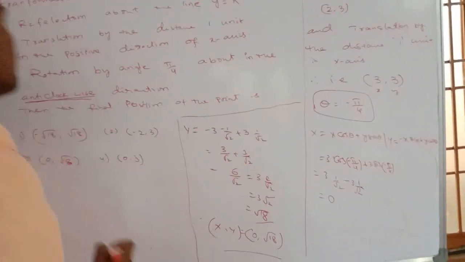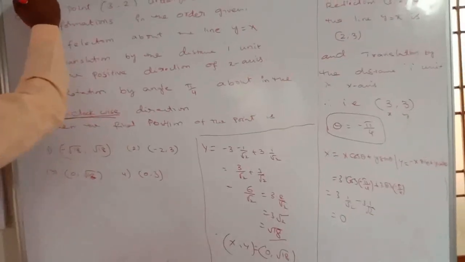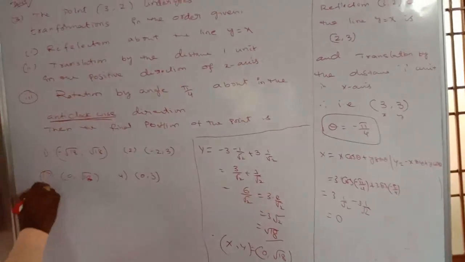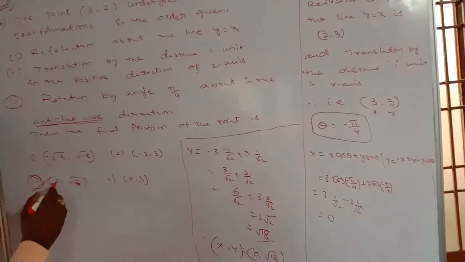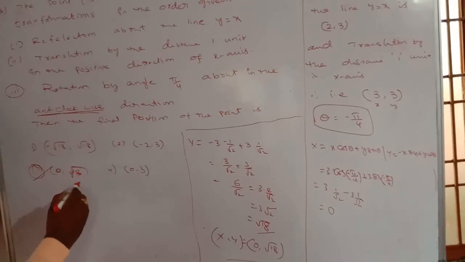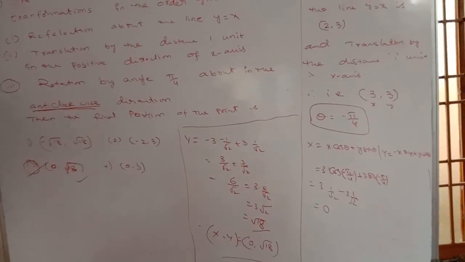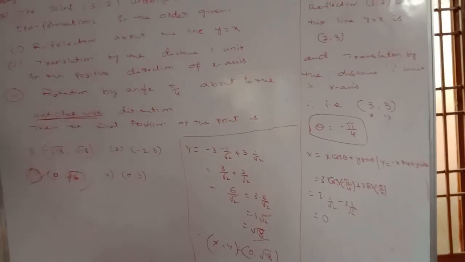This is a very important concept and a very important bit. So now the answer is 0 comma root 18. So the option is 3. Okay, now see the board.